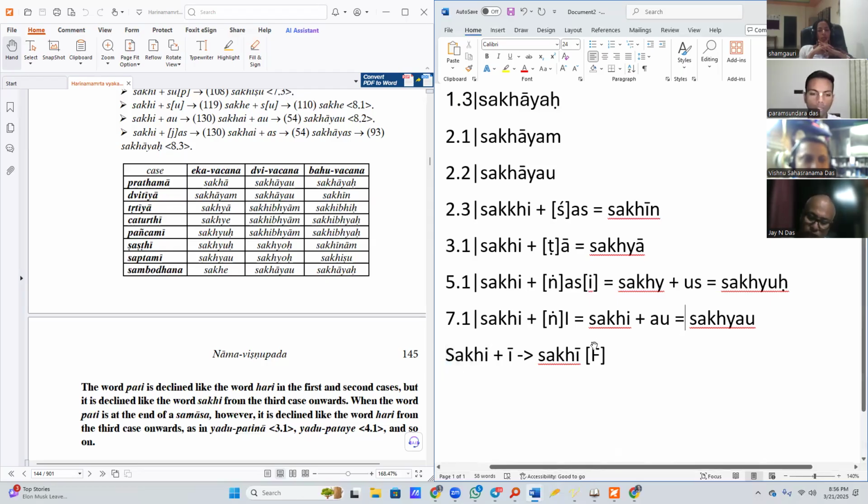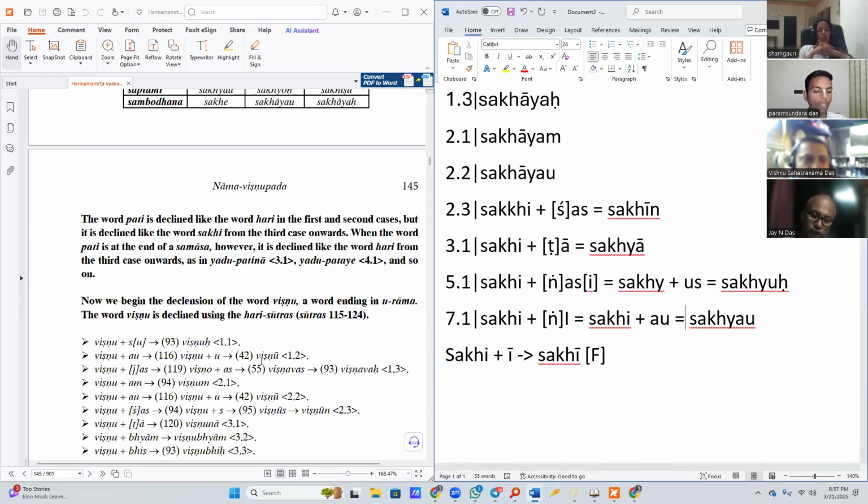Okay, that was Sakhi Shabda. If you remember, E-kar-anta Hari Sangya. Hari Shabda means any word ending with Hrasva E or Hrasva U. So now we are done with the E-kar-anta Shabdas and the exceptions, everything. Now coming to the U-kar-anta Shabda, which is also a Hari Shabda.